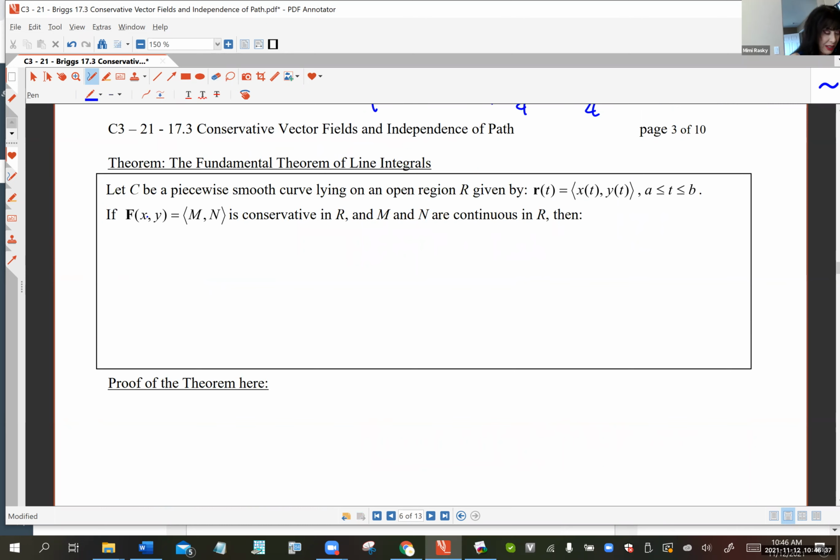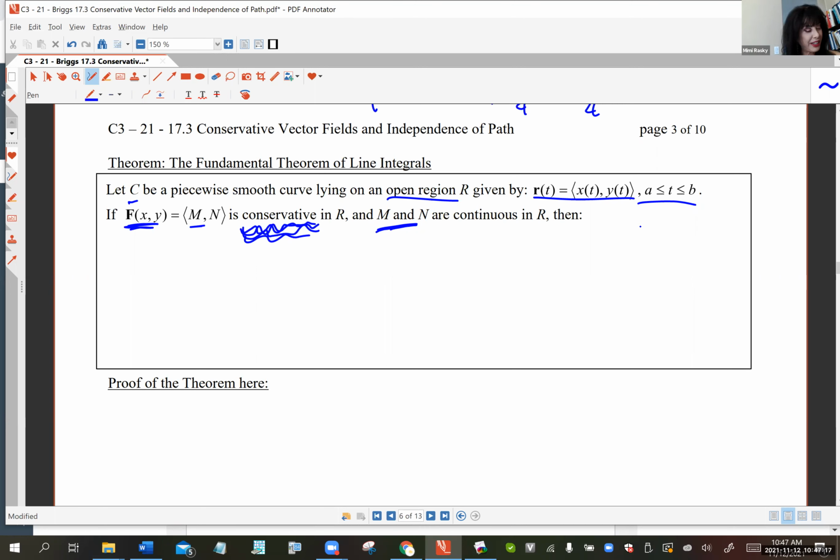So you've got a curve, C, piecewise smooth, lying on some open region R. And let's say it's parameterized, r of t, and they tell you what the range is for your time t. And let's say you have a vector field, M and N, and it's conservative. Underline this like 3 times, because this theorem will not work if your vector field is not conservative. So don't use it all the time. Otherwise, you're going to get yourself into some trouble. And you need M and N to be continuous in the region. Fine. Then what can you say?